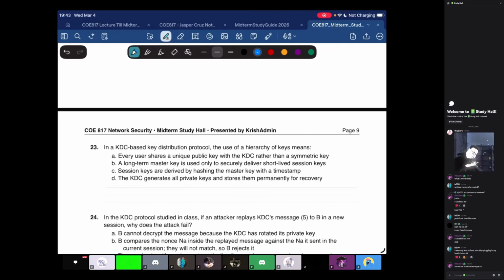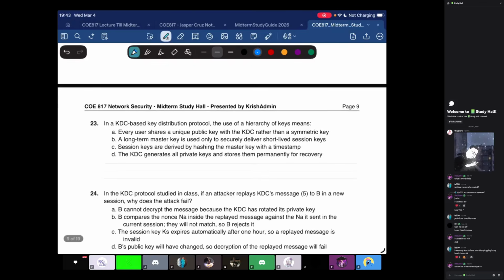Question 23. In a KDC-based distribution protocol, the use of a hierarchy of keys means what? So using a hierarchy of keys basically signifies what key takes priority over another. In this particular question, we always look for something related to the master or the session key, right? As those are within the hierarchy, as they take most effect. So master keys are always protected. Always protect distribution of the short-term keys. That is a way to think of it.